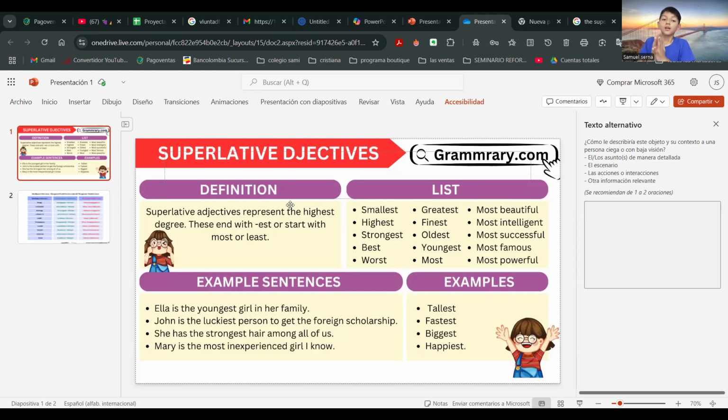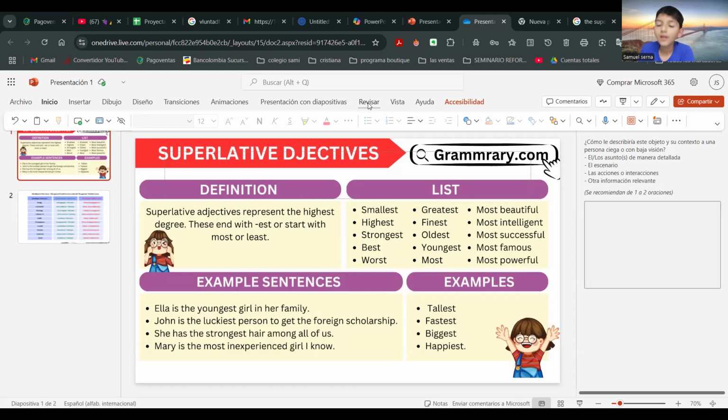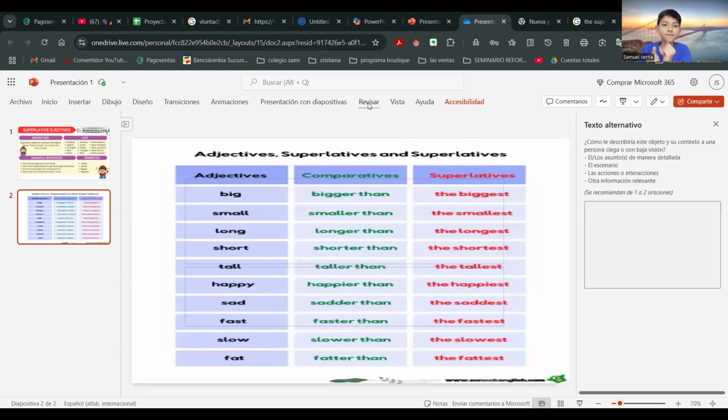Okay. This is the superlative adjectives part. This is the part of superlative adjectives. Okay. Next: adjectives, superlatives.